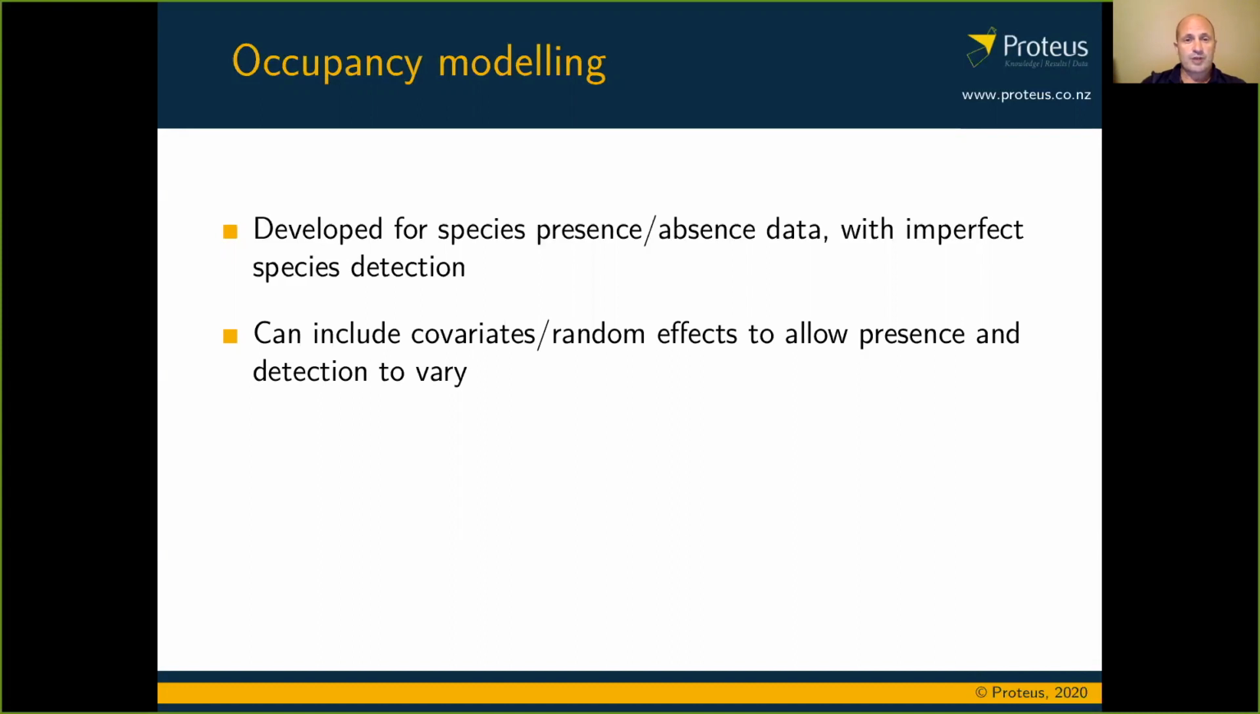Now we can also use random effects. So we could assume a distribution for how the probability of occupancy or detection varies from one site to the next, and incorporate that into our modelling as well, just to try and allow for perhaps other sources of variation in these probabilities that we're not modelling with the covariates.